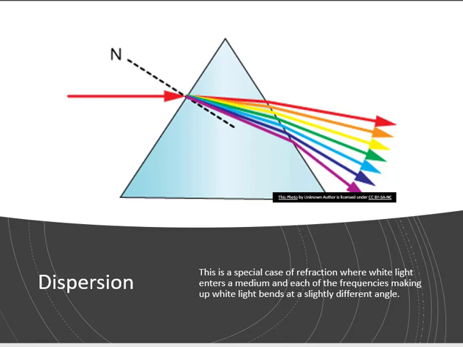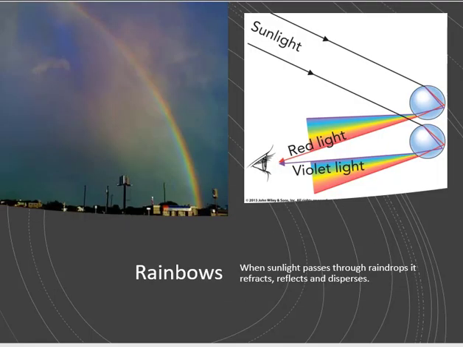And the violet light, the purple, is going to bend a lot more than the red. So that's how you end up with the rainbow colors that come out of a prism. And so here's a little bit about rainbows. Kind of cool that the white light hits the raindrops, and it does all three of those things. It refracts, it reflects, and it disperses.